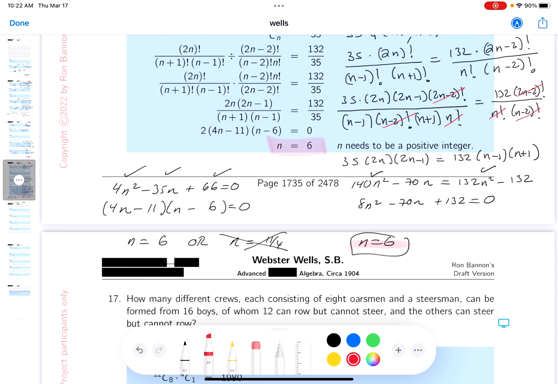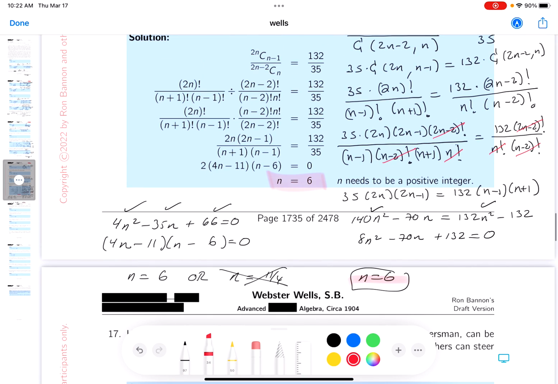It certainly is. And by the way, the work is in the answer key. Maybe my work on the side looks a little bit different, but it's essentially the same work.